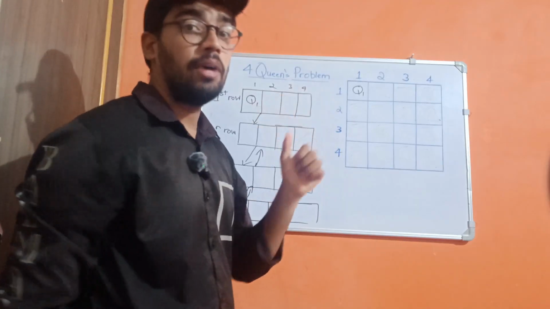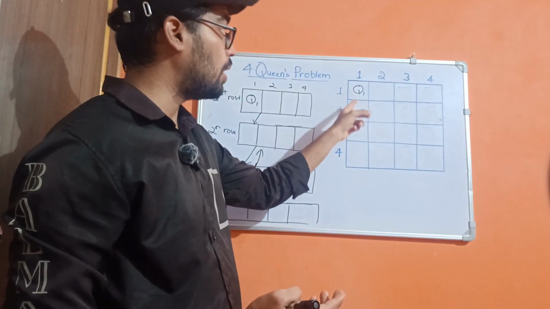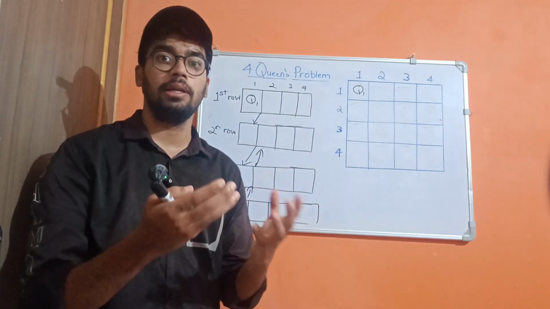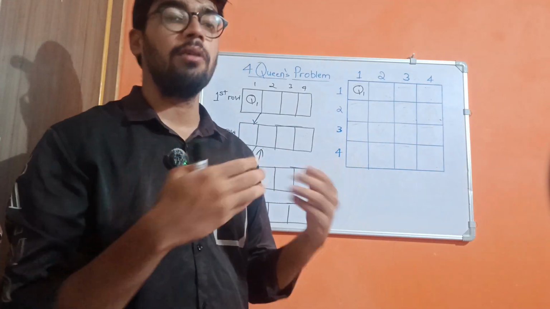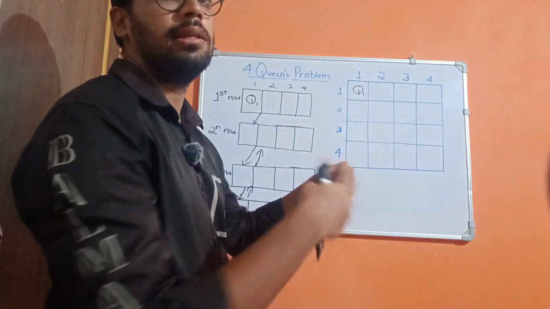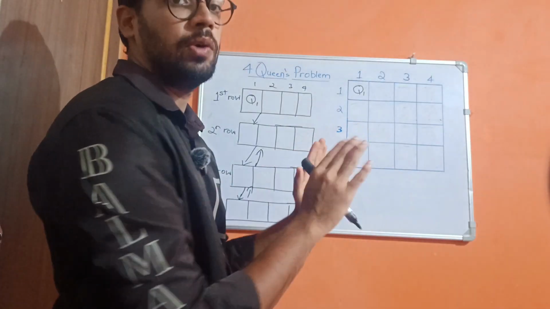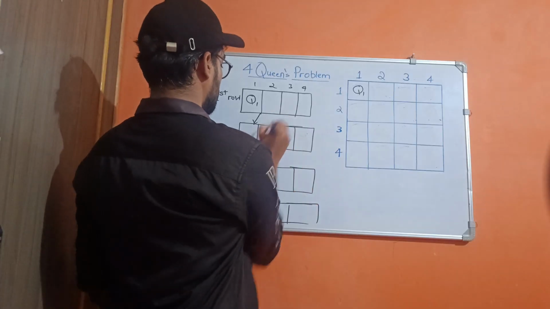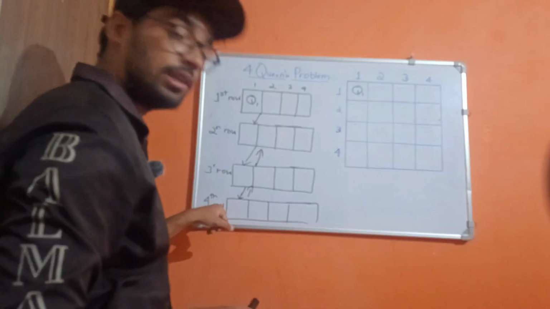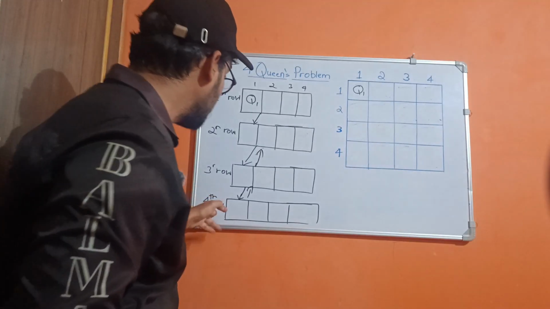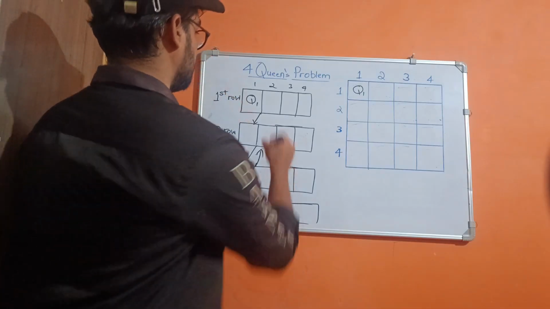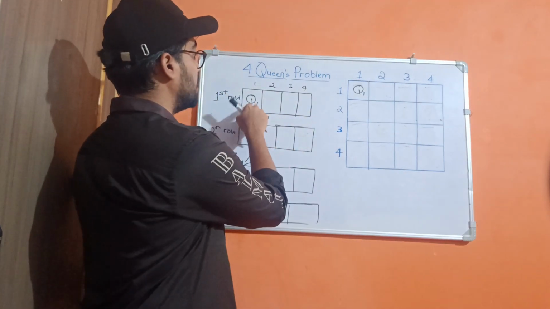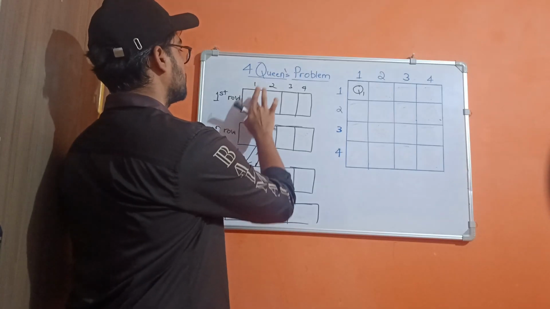Now I would like to move queen 1 to the second column. Then I would like to check whether it is possible to place every queen in these rows without them attacking each other. So from the fourth row, I'm backtracking to the first row. Now I'm going to move this queen onto the second column.